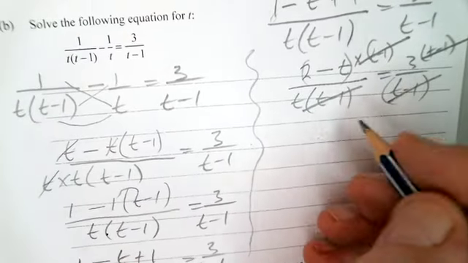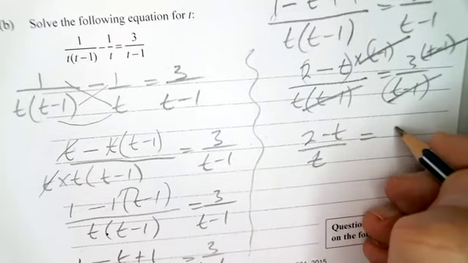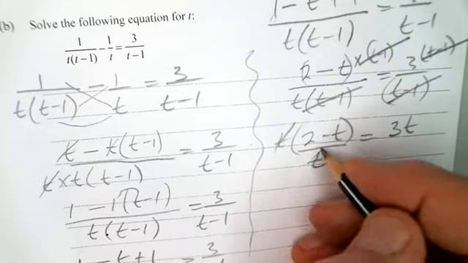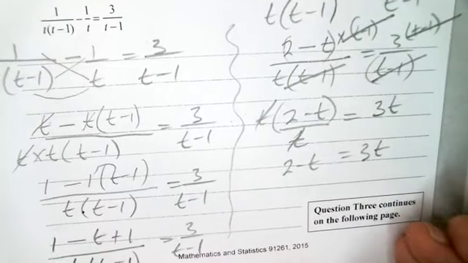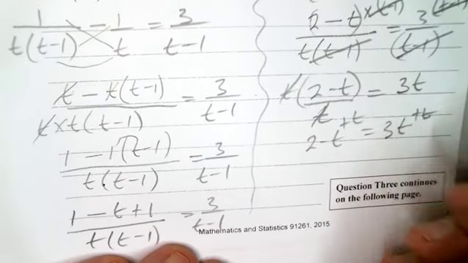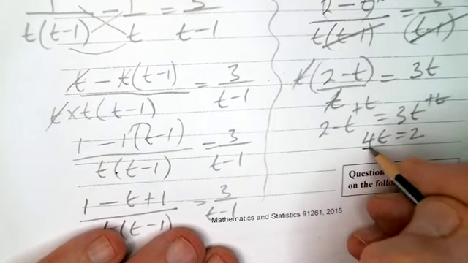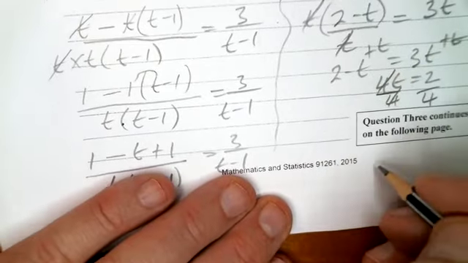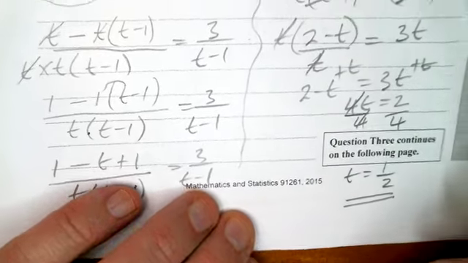So I've now got 2 minus t over t is equal to 3. If I multiply all of this by t, not this by t, I get 2 minus t is equal to 3t. Now, if I add t to both sides, I'm going to end up with 4t is equal to 2. Dividing both sides by 4, t equals 2 over 4, which is 1 over 2, or t equals 1/2.